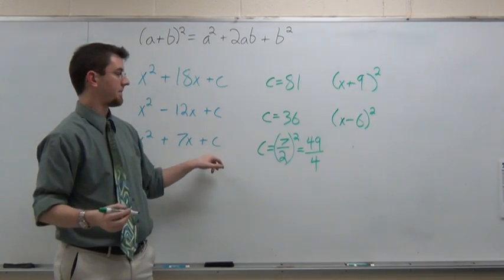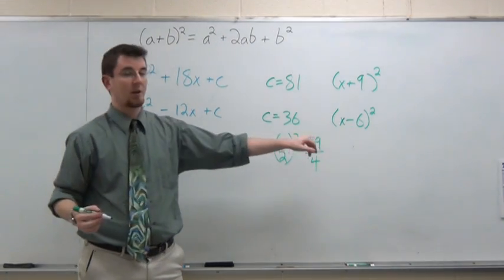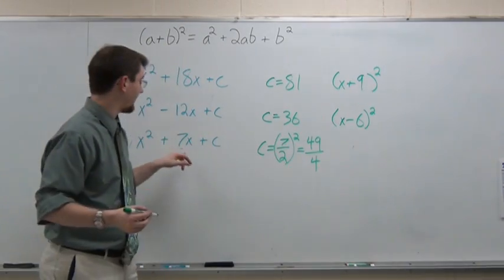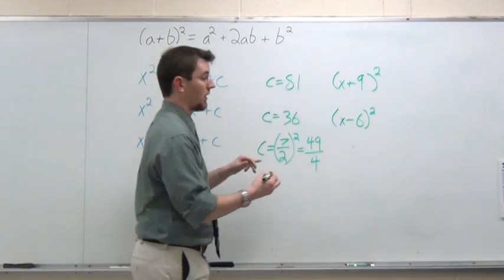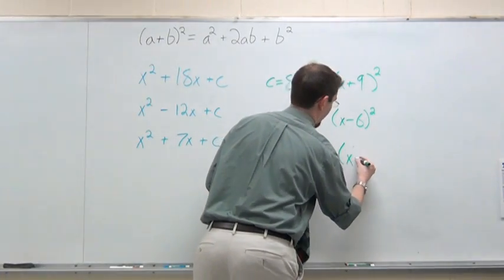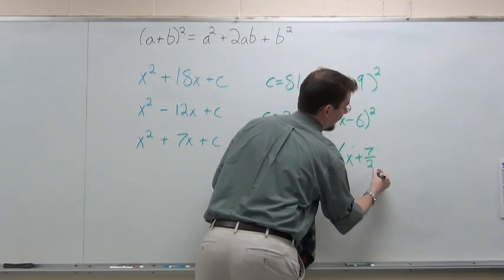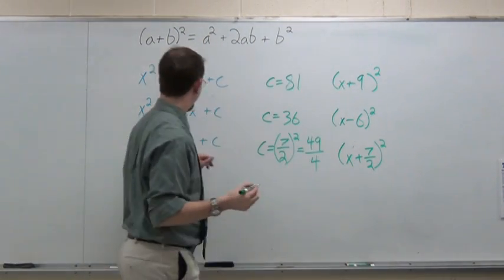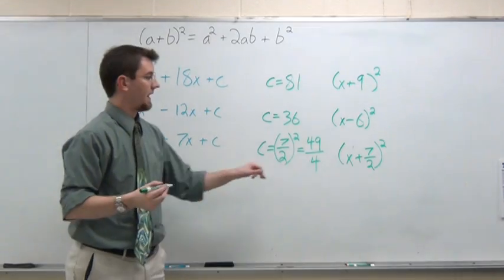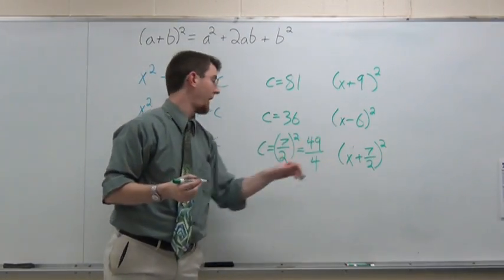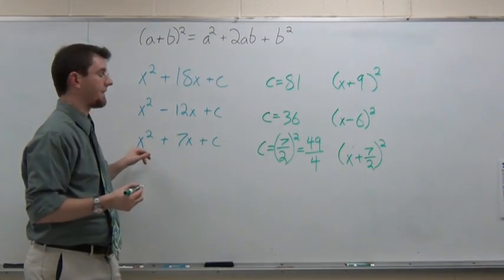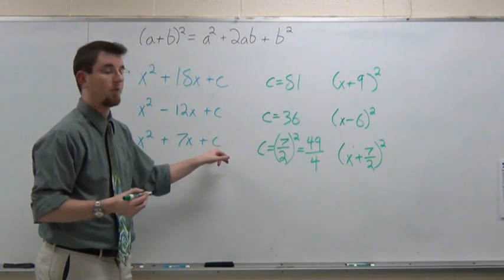So that's my c. My value that's going to go inside my binomial that's being squared is just going to be 7 divided by 2, or 7 halves. I've got a plus sign here because this was positive 7. And if I had x plus 7 halves quantity squared, and I expanded it, I'd have x squared plus 7x plus 49 fourths.